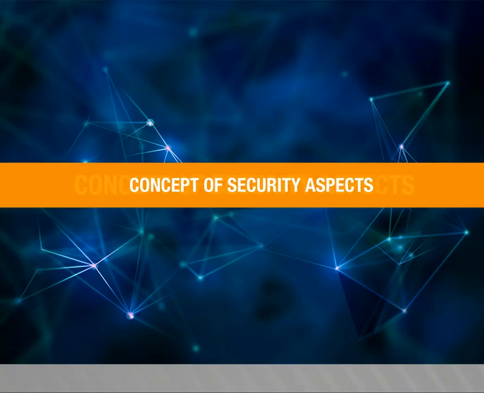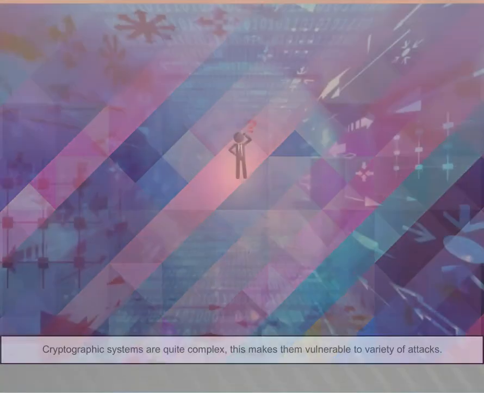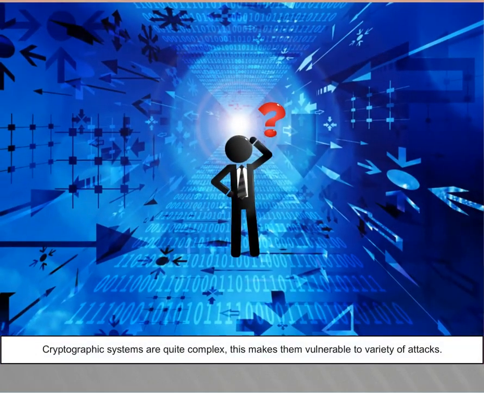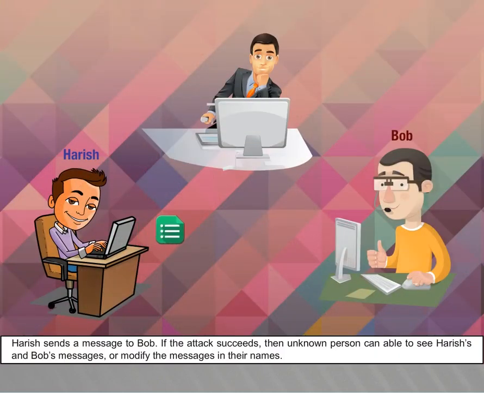Concept of security aspects. In this video, we are going to learn about the concept of security aspects. Cryptographic systems are quite complex. This makes them vulnerable to a variety of attacks. For example, Harish sends a message to Bob. If the attack succeeds, then an unknown person can see Harish and Bob's messages or modify the messages in their names.